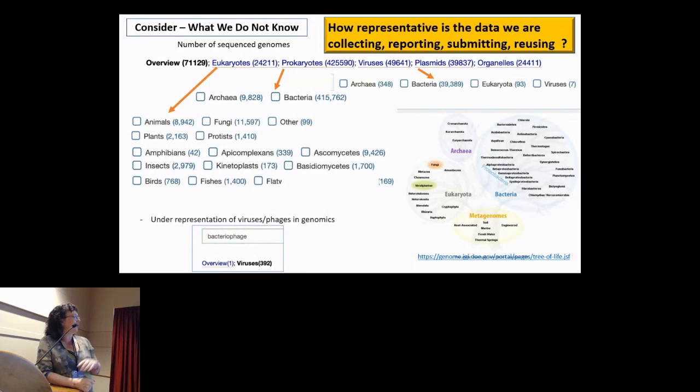So even bacteriophages, only 392 genome records for those. So where are their data? Where is their data rich? Where is their data that has opportunities for new studies? That's why I put this up, to really just think about where is that diversity and where are there areas of opportunity for us to go further.